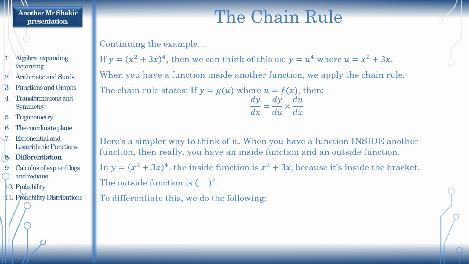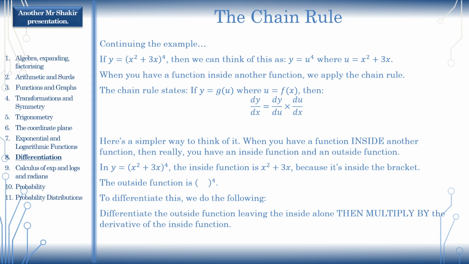The chain rule says to differentiate this, we do the following. Differentiate the outside function, leaving the inside alone. Then you multiply that by the derivative of the inside function. That's it. So you differentiate the outside function.